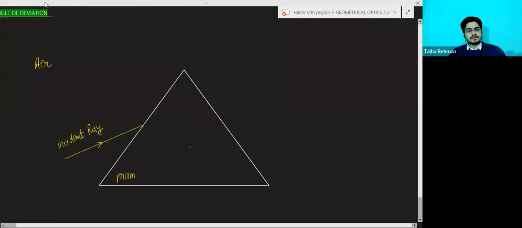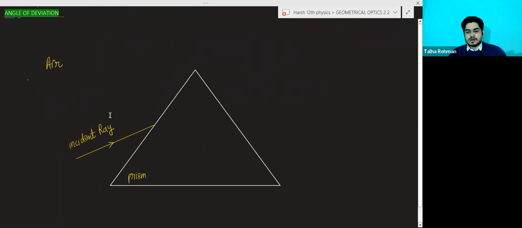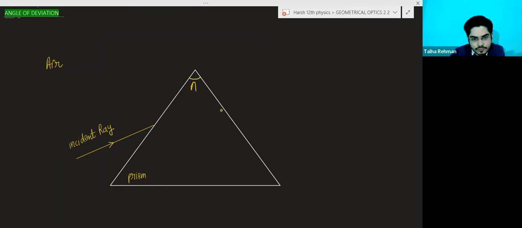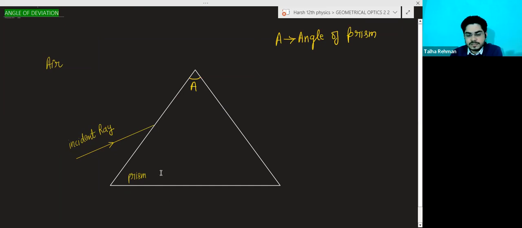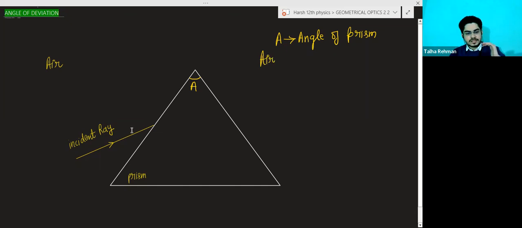Now, we will discuss the angle of deviation. What is the angle of deviation? This is a prism having the angle of prism A. What is A? A is the angle of prism. This is the incident ray, and around the prism there is air.